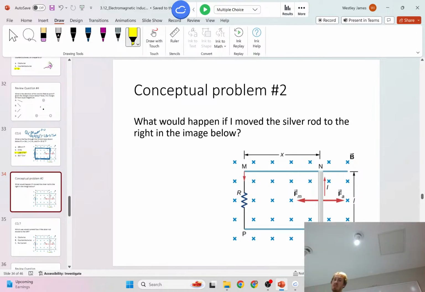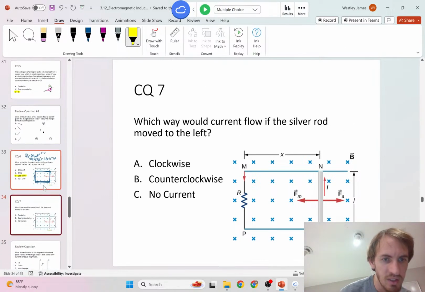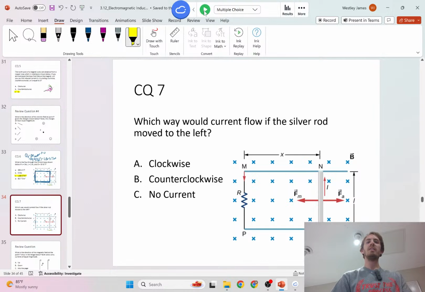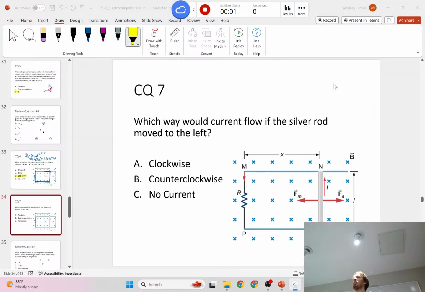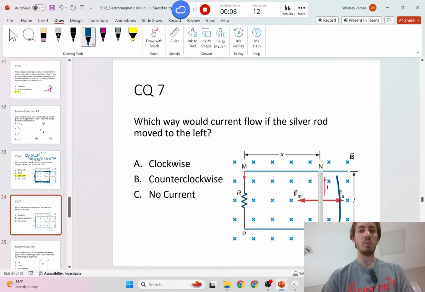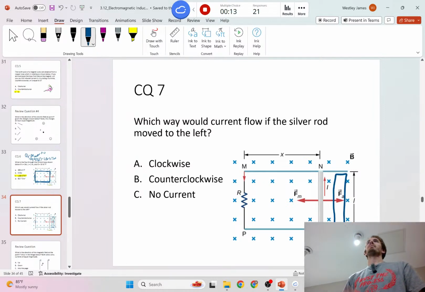We've already talked about this as well. So let's see. Get rid of this. This is clicker question one. If this rod moved to the right, which way will current flow? My rod is originally where it's shown in the picture. If the rod's moving to the right, at some later point, now it's over here. The magnetic field is pointed into the page. Which way will current go to oppose that change?